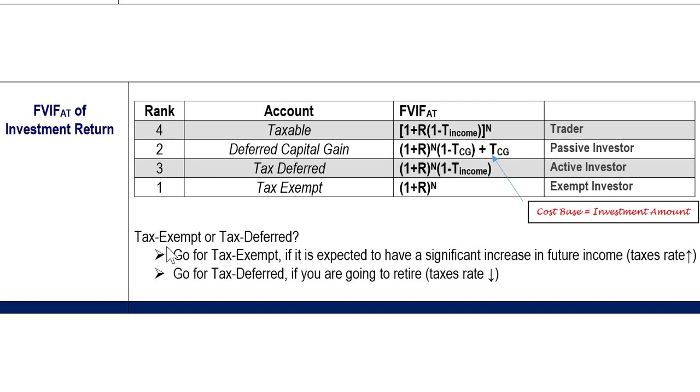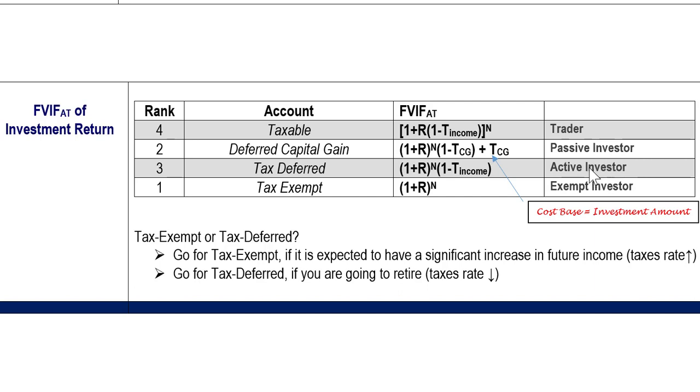So usually we face the question: what type of account is suitable for whom? Like the taxable account, of course, is for traders because they trade frequently. For the passive investor, here we're saying the cost base is equivalent to the investment base with this formulation. The deferred capital gain account is very suitable for an ordinary passive investor, just for their long-term saving and growth.